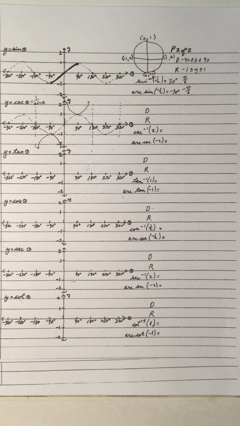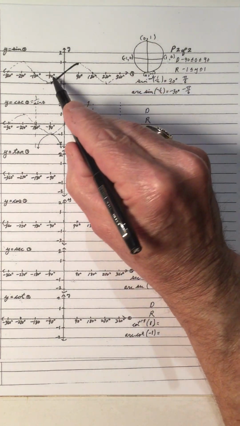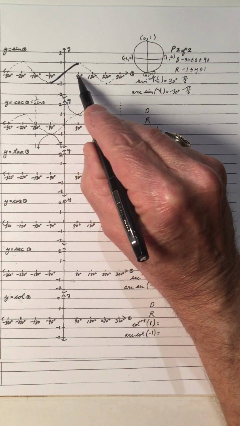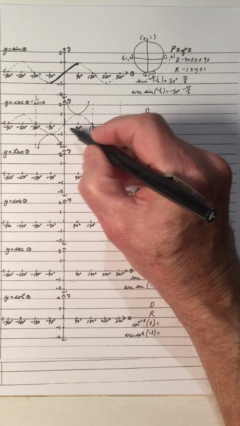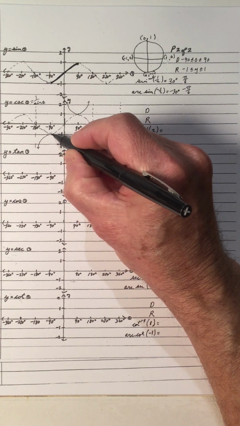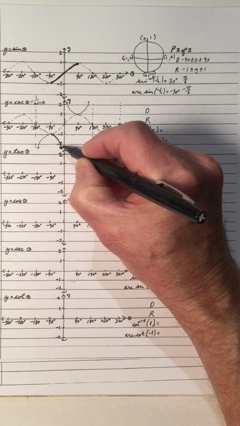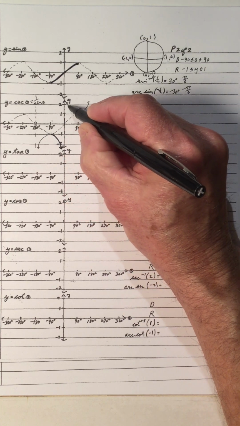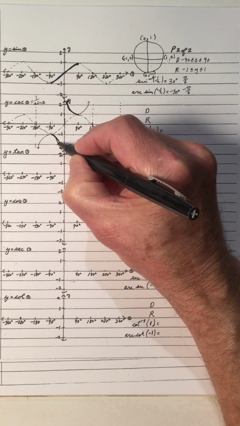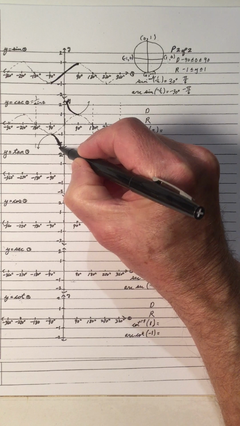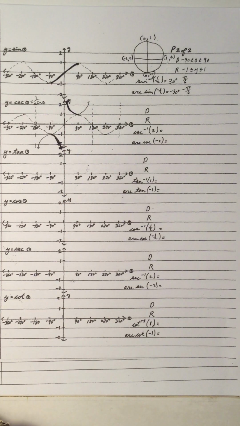When we restrict it, again, this is negative 90 to 90, so cosecant is going to be negative 90 to 90. So the restriction is right here and right here. The dark line is the restriction. So there's the restriction.